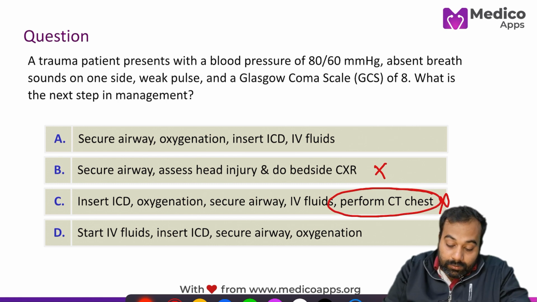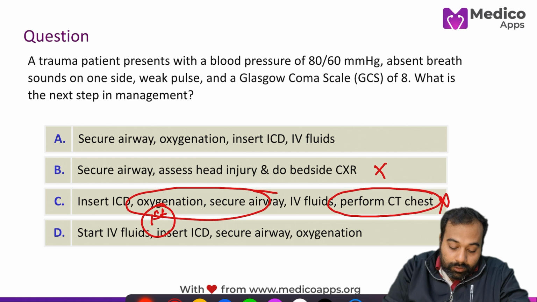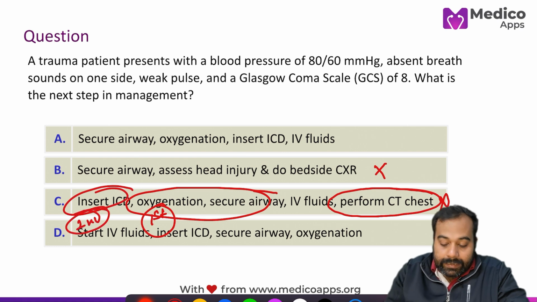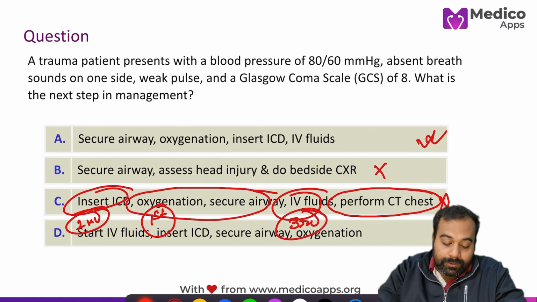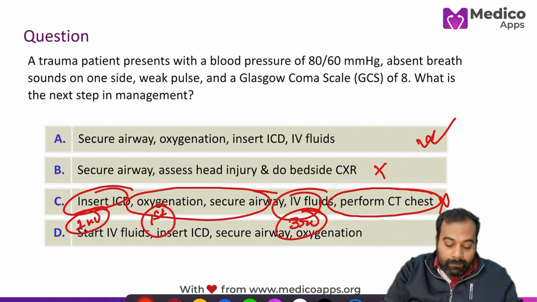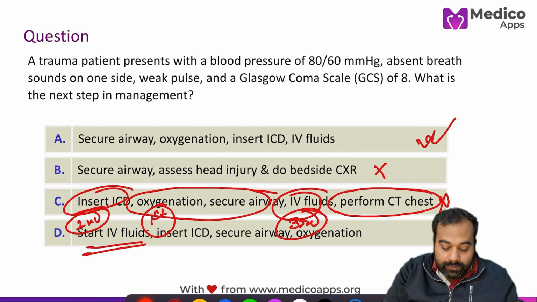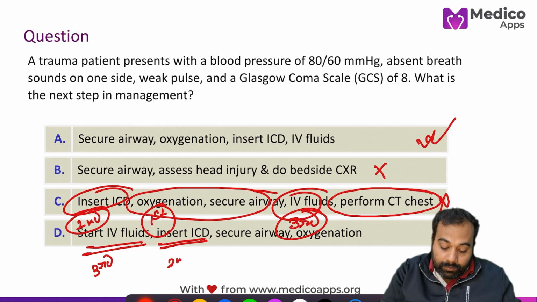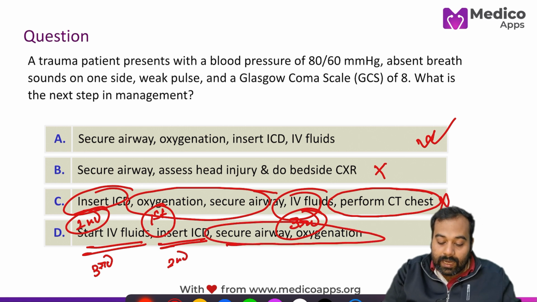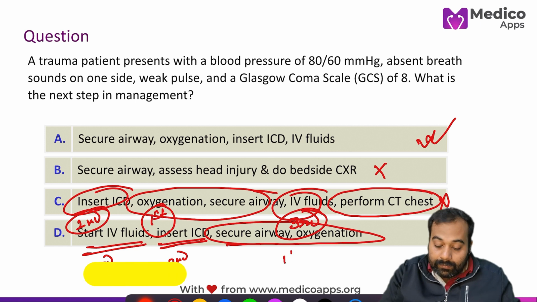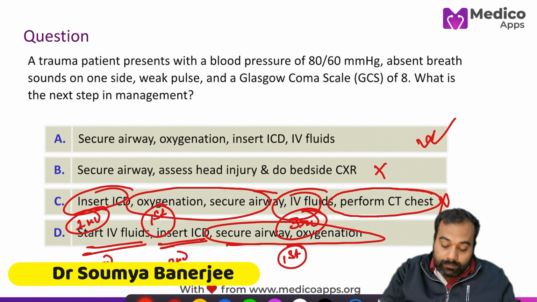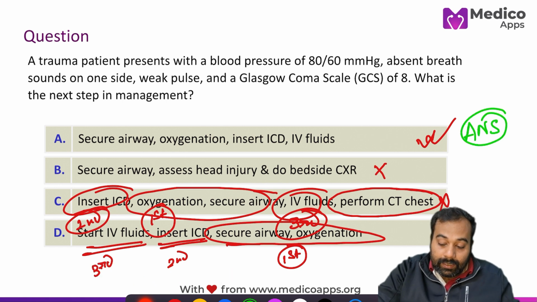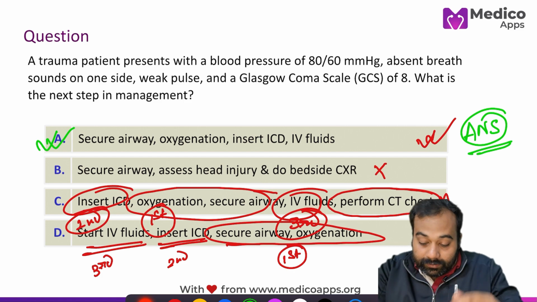Obviously, secure airway and oxygenation is your first priority, followed by the second priority, which would be ICD insertion. Then you can go for the third priority, that is IV fluid, which is mentioned in option A. In option D, they start with IV fluid, which is the third priority, followed by ICD insertion, the second priority, and the oxygenation and secure airway, which is basically your first priority. So it's always good to go with option A, right? Hopefully you guys are able to understand.